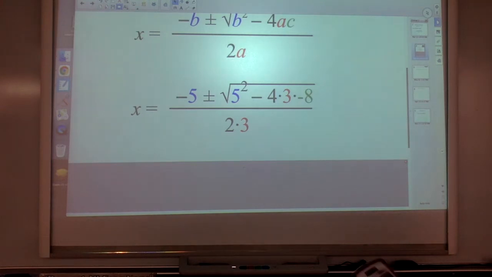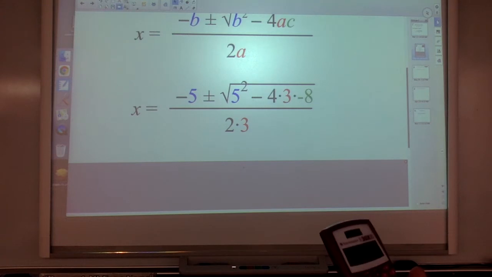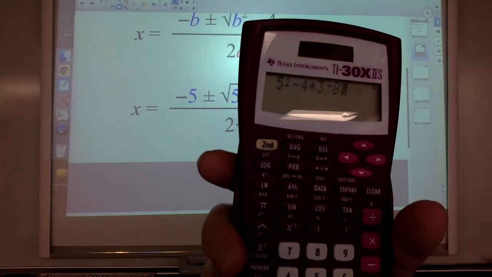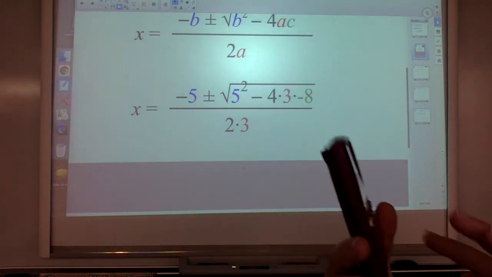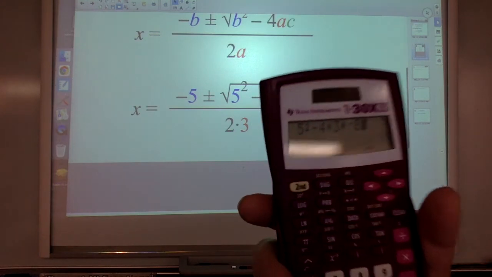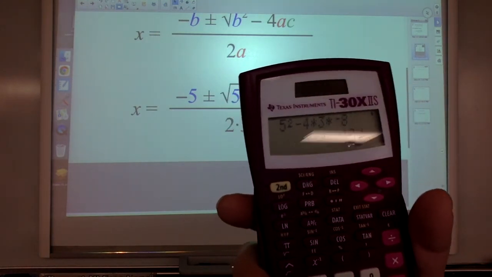And I suggest using calculators just so that you don't do all this work and make a mistake in your head. So there's 5 squared minus 4 times 3 times negative 8. I better put my times sign in there. And I hit equals, and it comes out to 121.